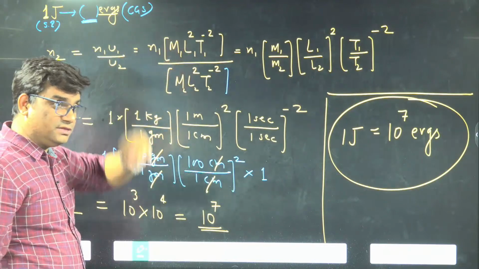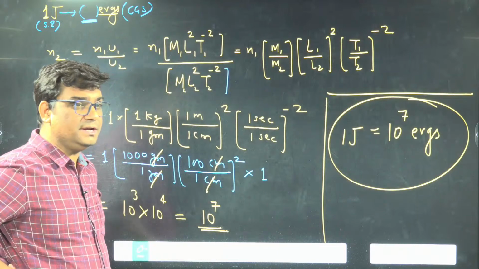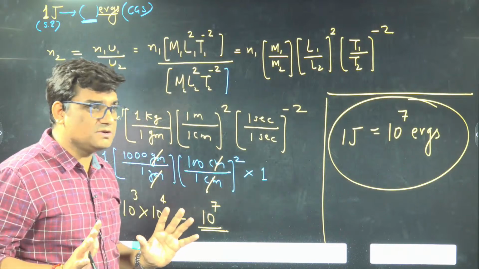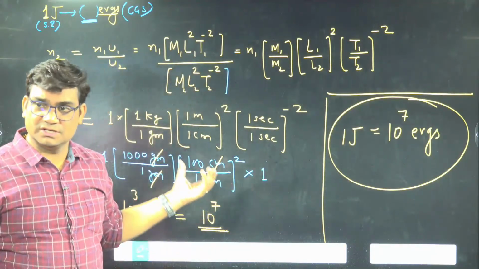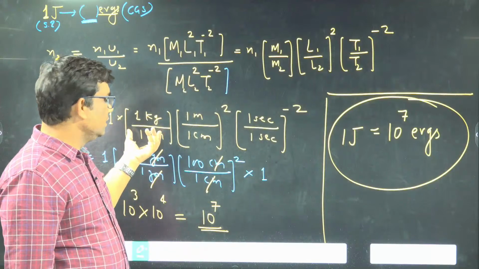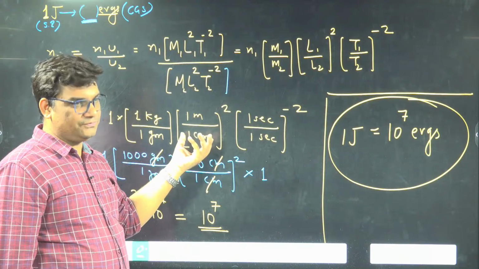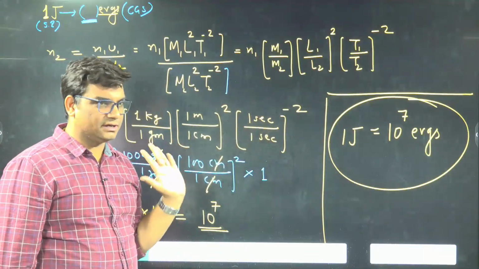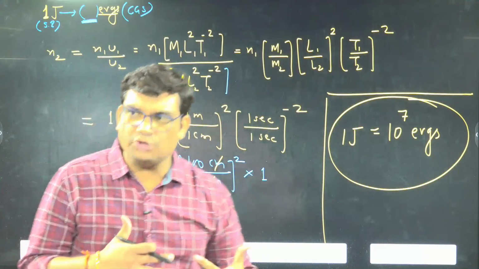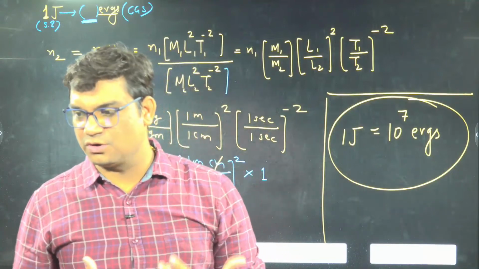Can you convert this one in the FPS system also? Foot pound second. If I ask one question on FPS, then what can we write here? Yes, for mass you will write 1 pound, here you will write 1 feet, and second will remain second. Clear? If I want to make my own system, you can also make your own system.